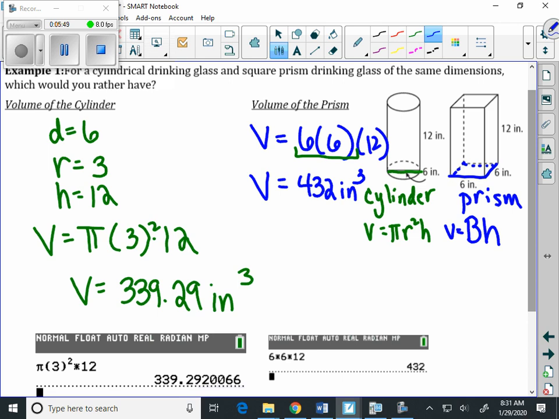And then finally, the question is, for a cylindrical drinking glass and a square prism drinking glass of the same dimensions, which would you rather have? Well, if you're wanting a lot to drink, then what you want is the prism glass.